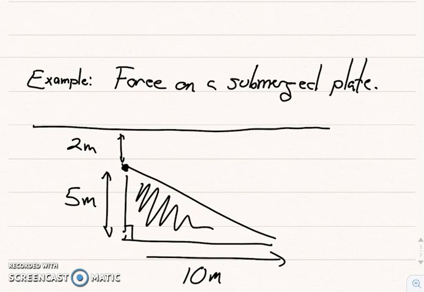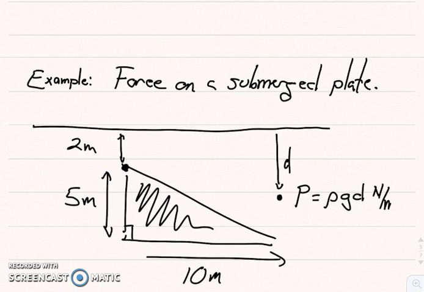Again, we will use the fact that the pressure exerted by water at a point which is d meters deep is given by rho times g times d newtons per meter squared, where rho is the density of the fluid, water in this case, g is the acceleration of gravity, and d is, of course, the depth below water. That's what we'll use.